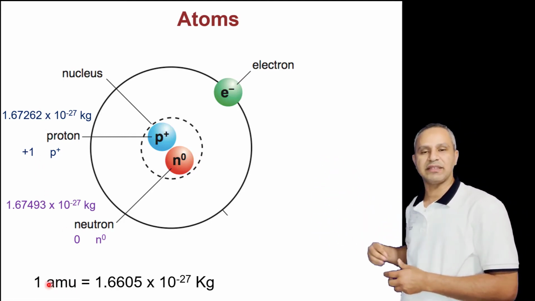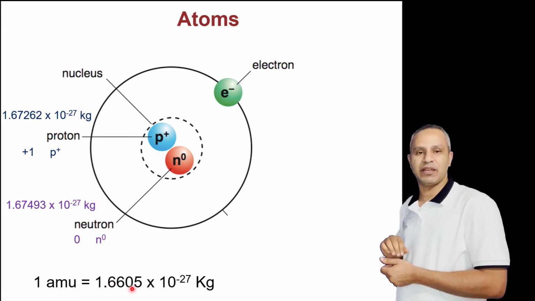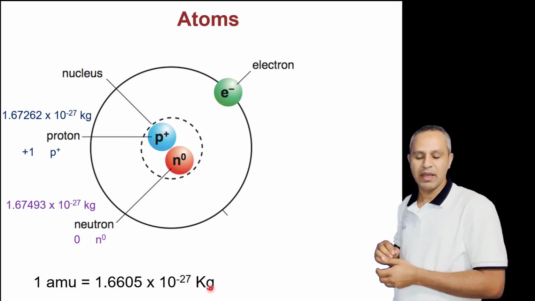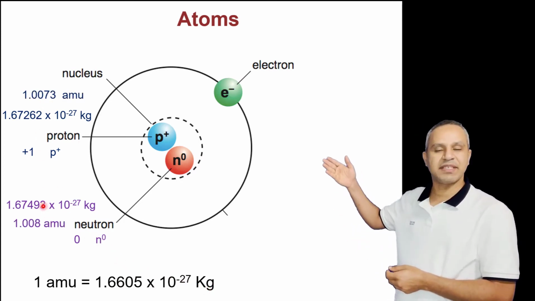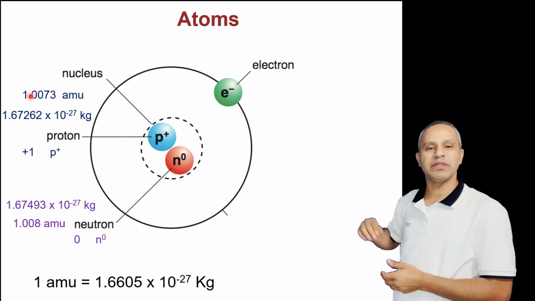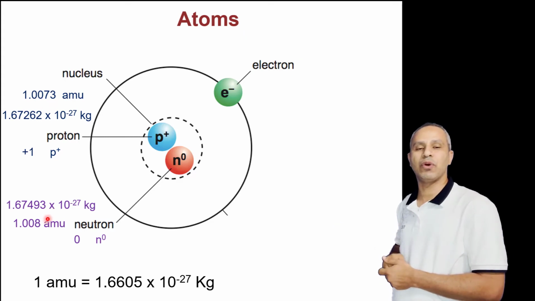This is why we defined a new mass unit called the atomic mass unit with a magnitude that equals 1.66 times 10 to negative 27 kilograms. And based on that, you can express the mass of the proton to be 1.0073 AMU and the mass of the neutron to be 1.008 AMU.